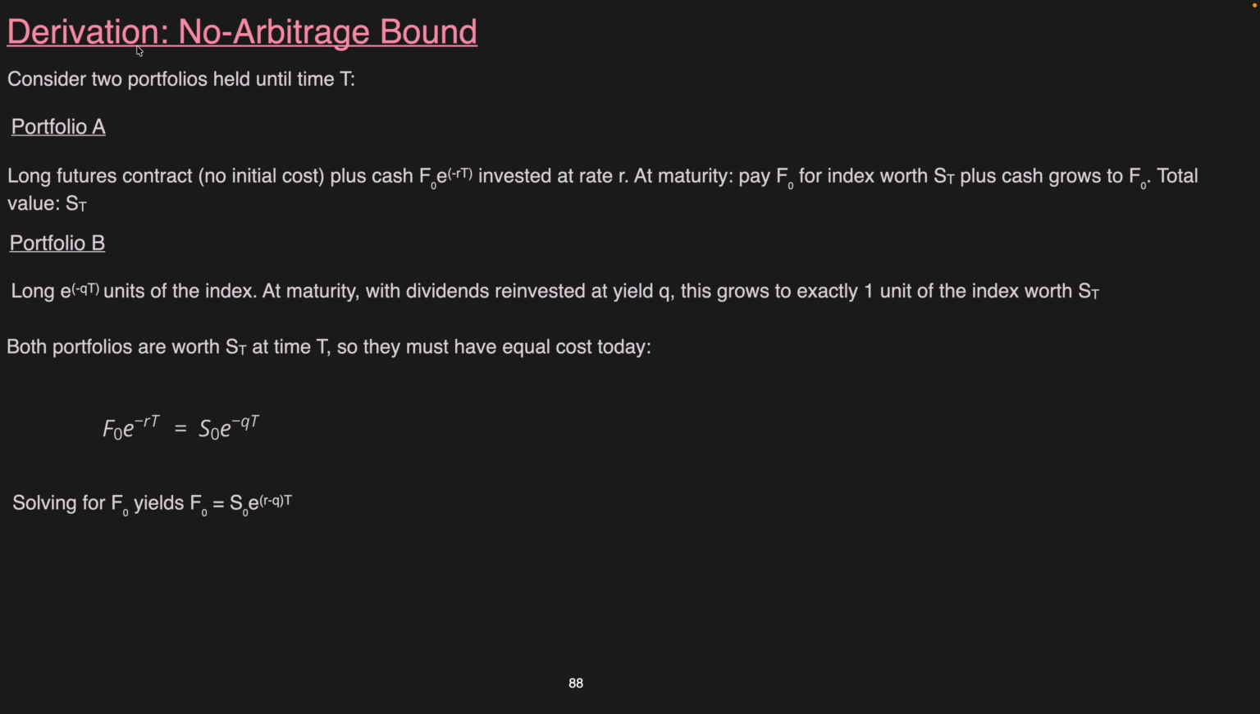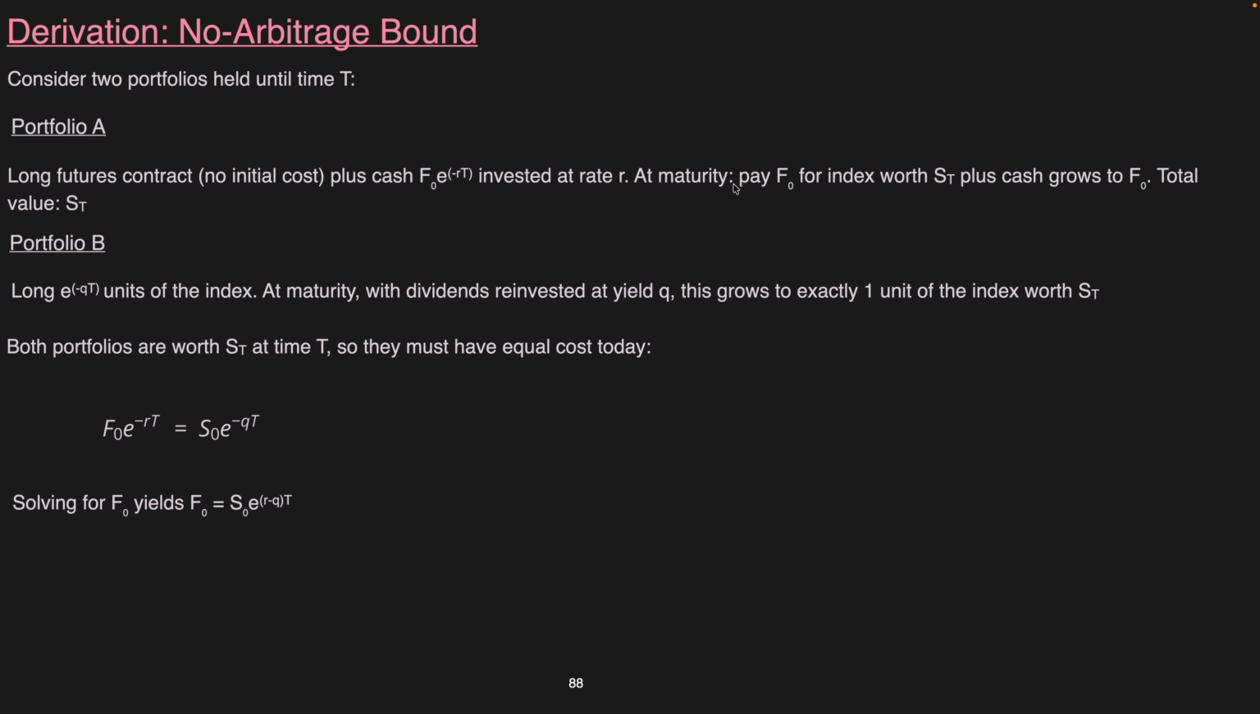Now let us take the no arbitrage conditions for this. If we consider portfolio A as a long futures contract with no initial cost, plus cash equivalent to the futures price, that is the delivery price K, into e to the power of minus r into capital T, which we have already derived in the initial derivation of the futures contract, invested at the rate r. So what are we doing? We are taking the present value of the futures delivery price.